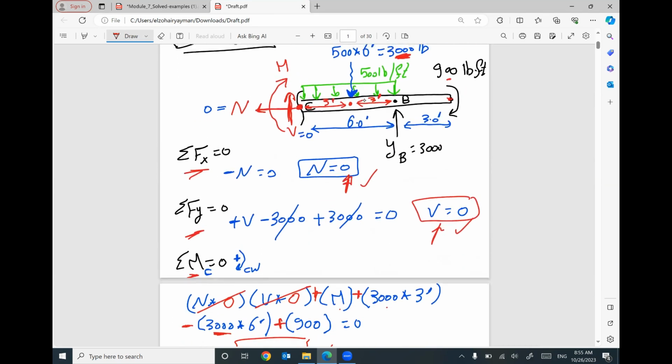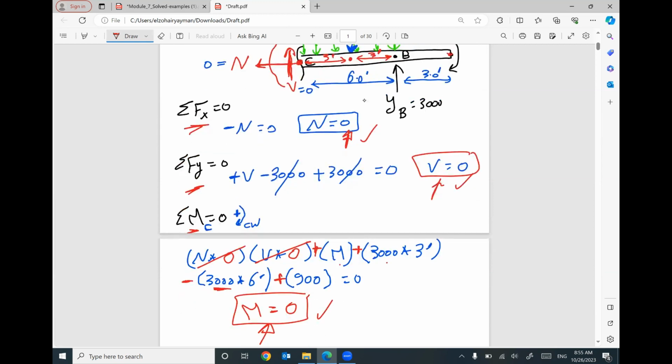So we have this M positive. This 3,000 will be positive times 3. This 3,000 times 6 will be negative. This 900, let me check. So I have 3,000 times 3. Yeah, you are right. Looks like I thought this one is 9,000. Okay, minus 3,000 times 6. Yeah, plus 900. You are good.